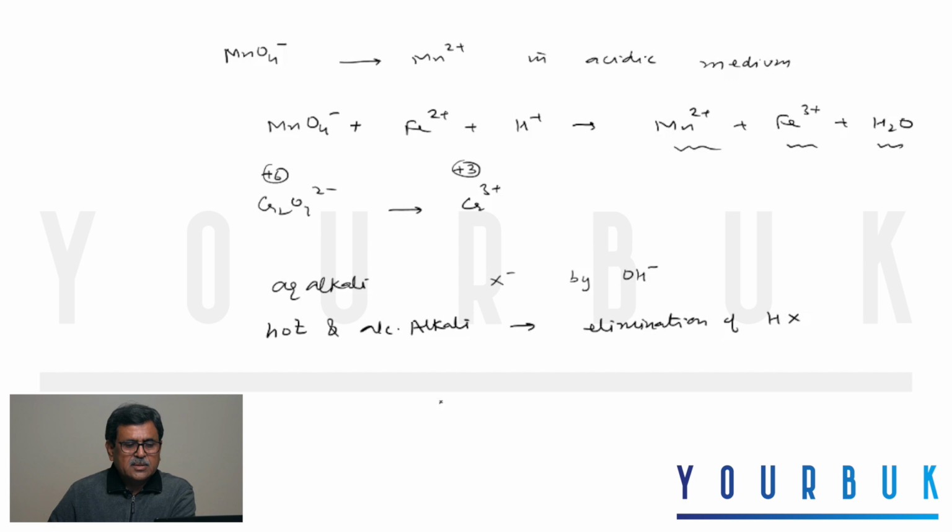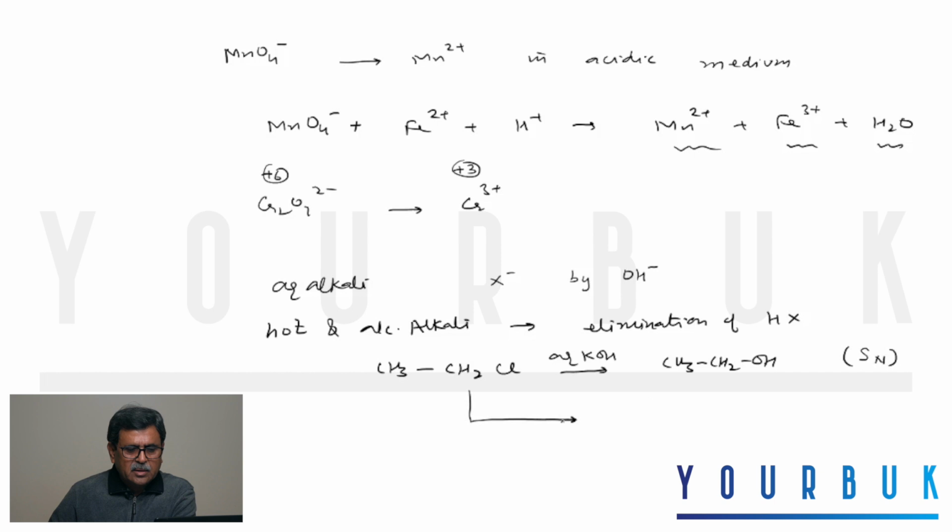HX. For example, I'll give you two examples. CH3CH2Cl, we are using aqueous alkali, aqueous KOH, then it replaces the Cl by OH. Now this is called nucleophilic substitution. But the same chloroethane, when treated with hot and alcoholic potash or alcoholic KOH, results in the formation of alkene. This is called elimination, this is called dehydrohalogenation.